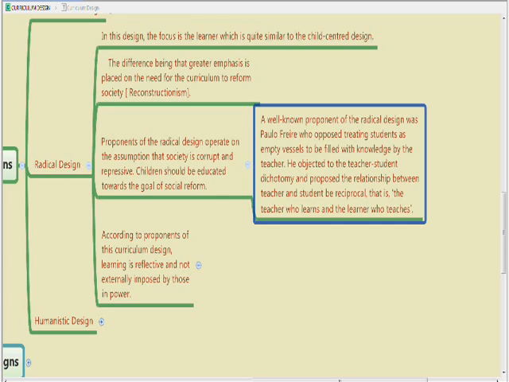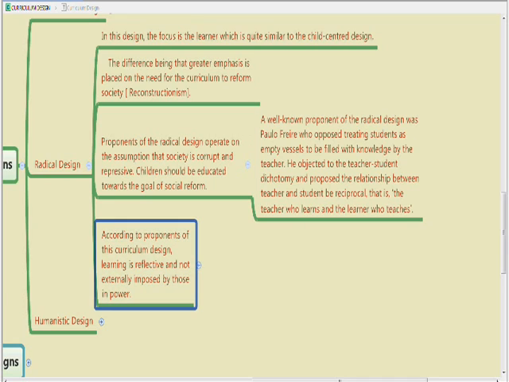And most importantly, don't forget the radical design is to improve mankind. We believe the notion of education here is not to preserve society but to improve society. Okay, and then according to the proponents of this curriculum design, learning is reflective and not externally imposed by those in power.